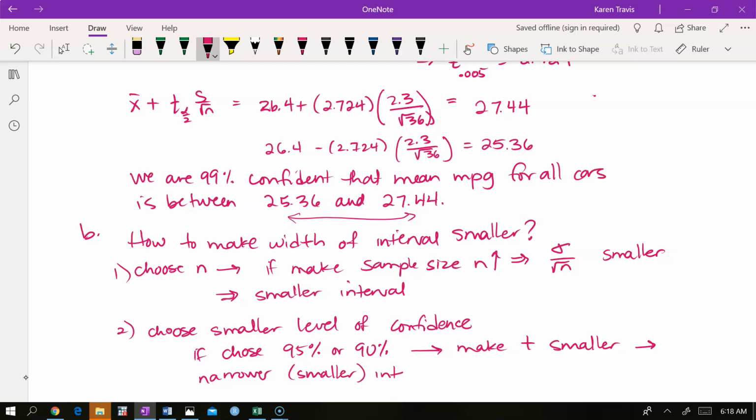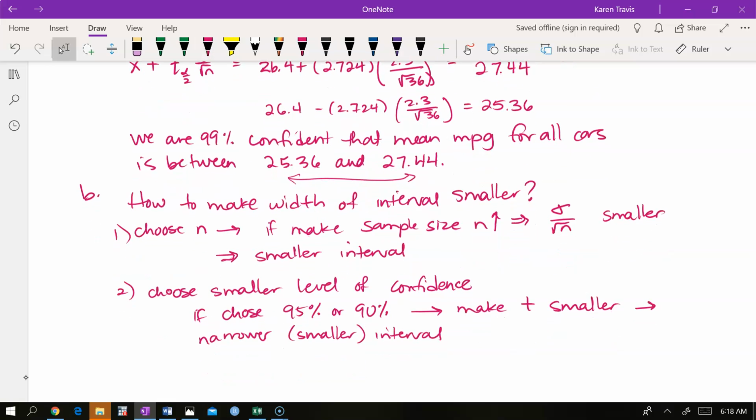So we can make a smaller interval if we have less confidence, but then that increases our error, or we can make a smaller interval with a bigger sample size, which wouldn't increase our error.